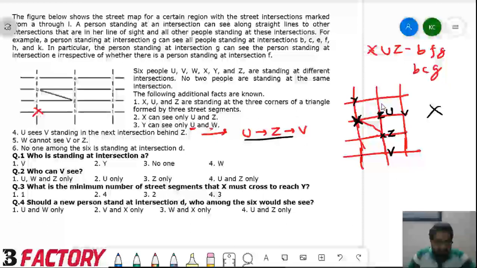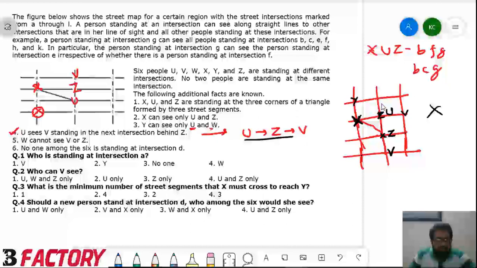So I'll write now finally U here. U, Z, V, this should be the sequence which is given in point number 4. Now this has to be X, this is an empty cell, this is for X. Now there cannot be anyone at A, C, as well as Z.